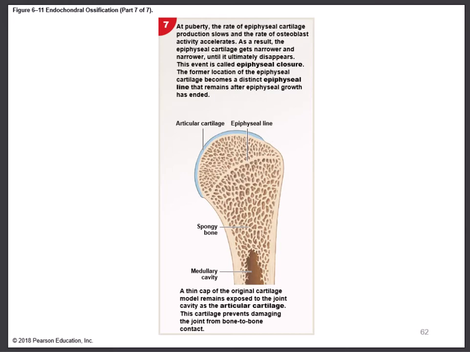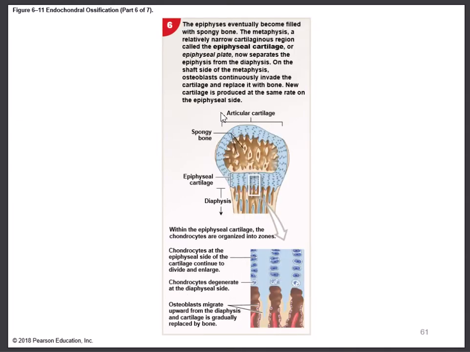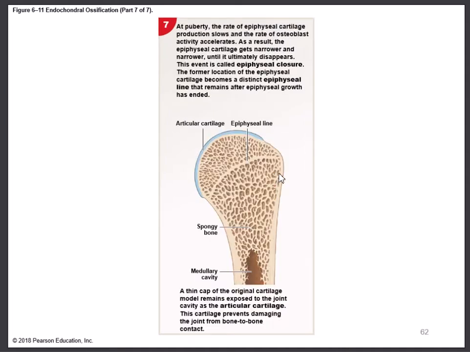The final step. What we had just mentioned in step 6 happens all through fetal life as the bones get longer and in our growing years. You can see here that at puberty the rate of epiphyseal cartilage production slows. So at puberty we produce less new cartilage here, but the rate at which the osteoblasts produce bone stays the same or gets faster. So eventually this cartilage is going to disappear. Once we stop growing, that cartilage disappears.